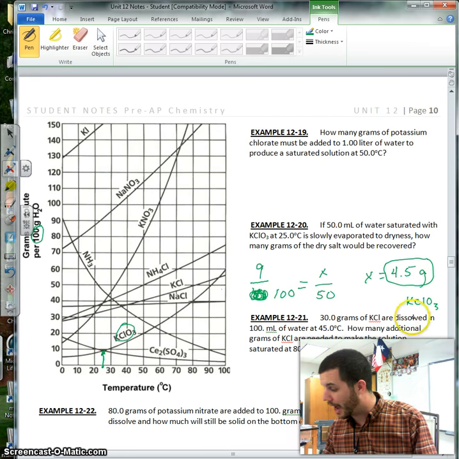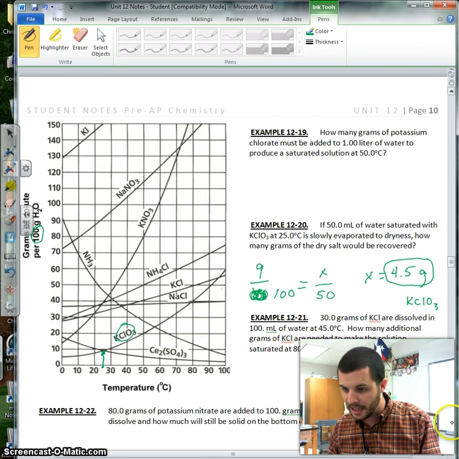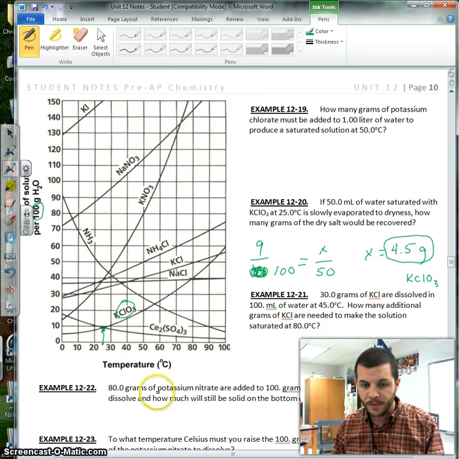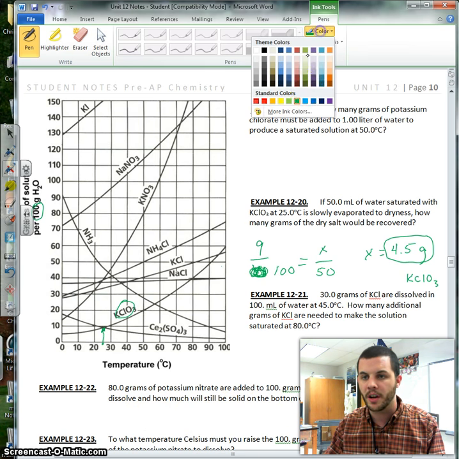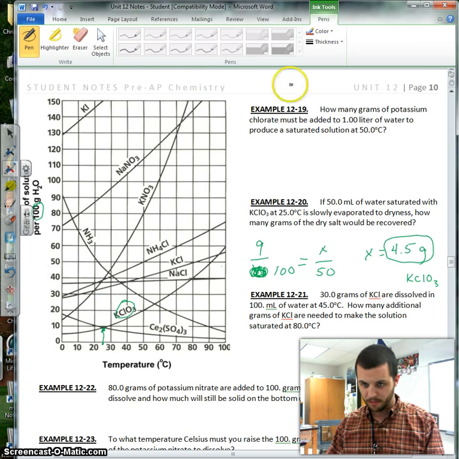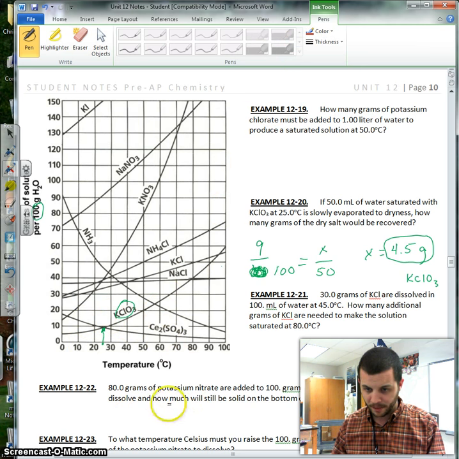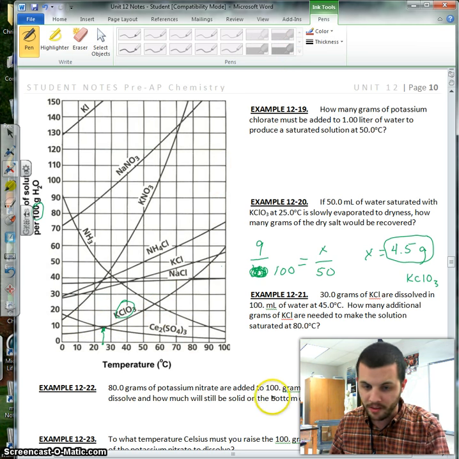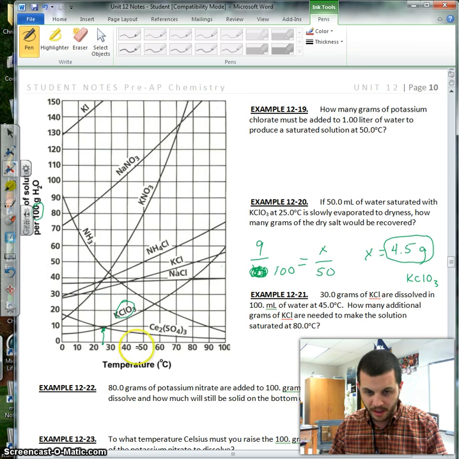Let's take a look at one more problem. We're going to look at this next one down here, 12-22. It says 80 grams of potassium nitrate are added to 100 grams of water at 10 degrees Celsius. How much of it will dissolve and how much of it will still be solid on the bottom? So let's see what we've got here. At 10 degrees Celsius, I'm dealing with 100 grams of water, so I don't have to do any kind of changing. At 10 degrees Celsius, which is right here, I'm dealing with potassium nitrate, which is KNO3.